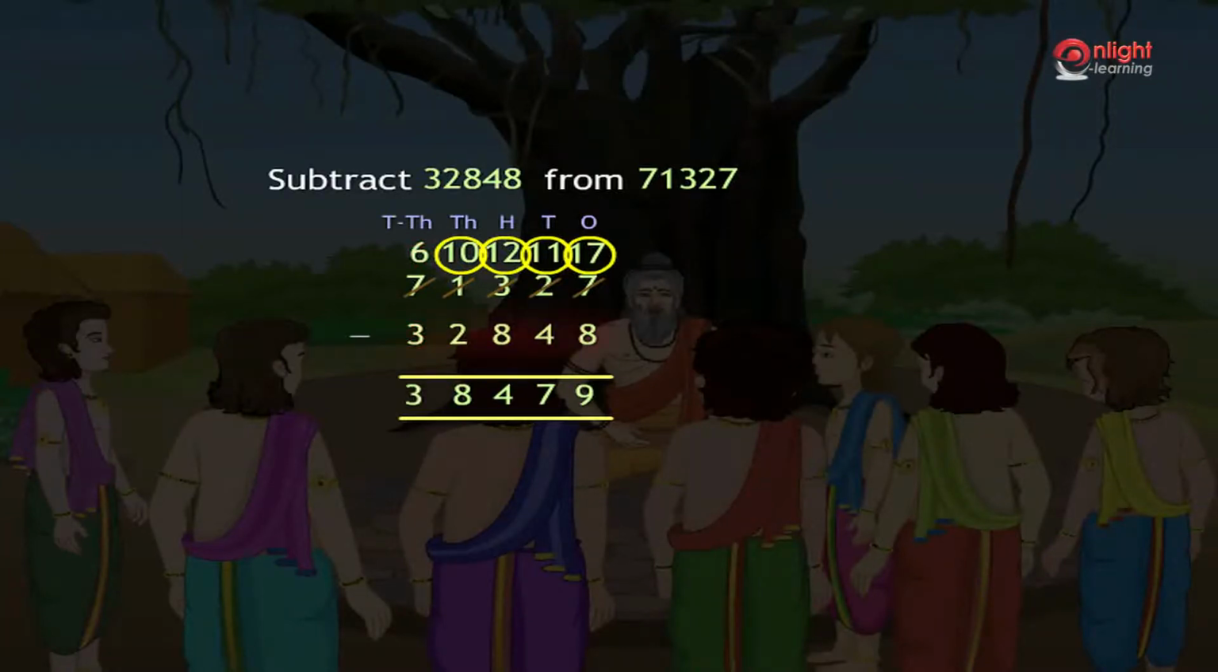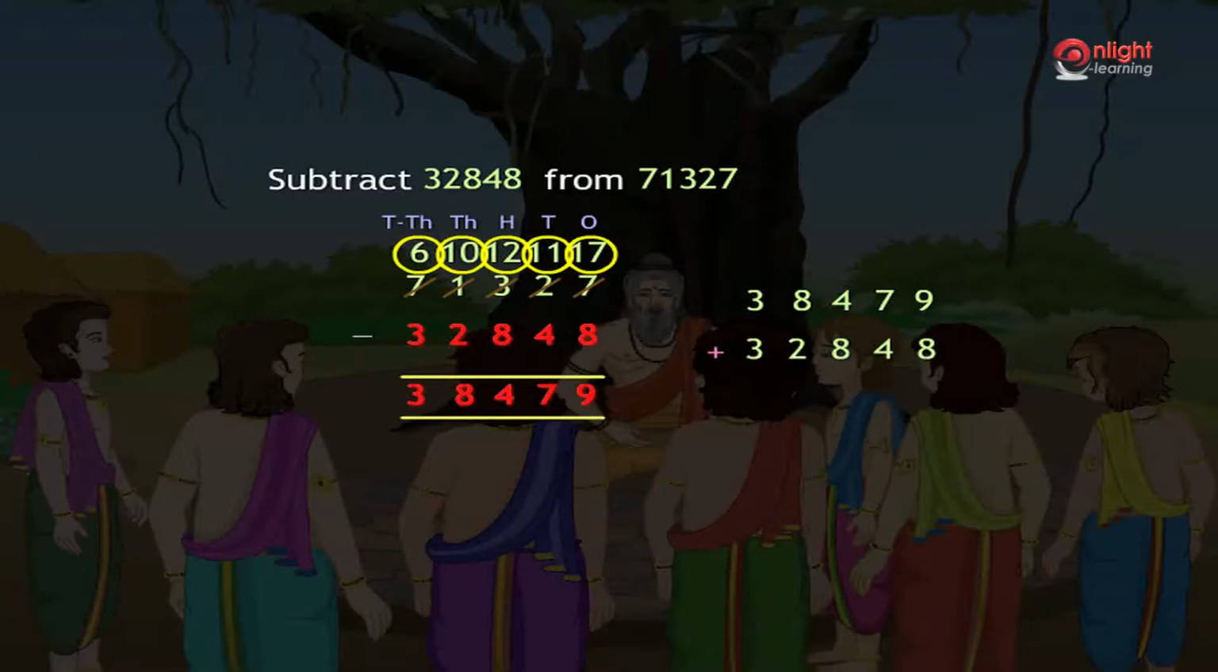So subtracting 32,848 from 71,327, we get 38,479. Now to check, we add the difference 38,479 with the smaller number 32,848. Adding, we get 71,327, which is the greater number. Hence, our answer is correct.